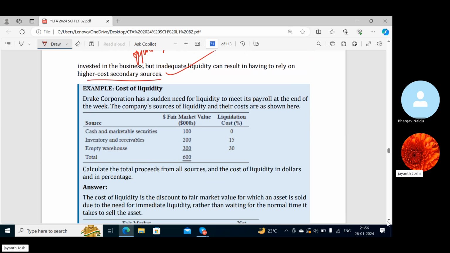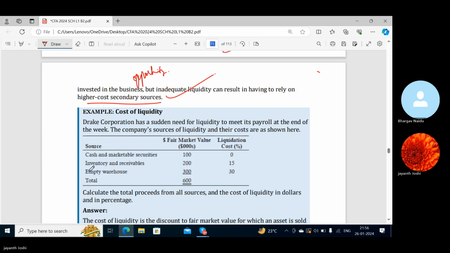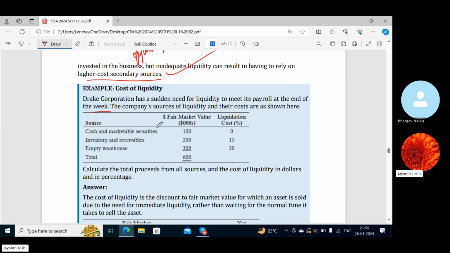So can we go for this question, cost of liquidity? Drake Corporation has a sudden need for liquidity to meet its payroll at the end of the week. The company's sources of liquidity and their costs are shown here. The sources are cash and marketable securities, fair market value, liquidation cost 0. Of course, there's no cost to liquidate this one. Immediately you can sell in the market.